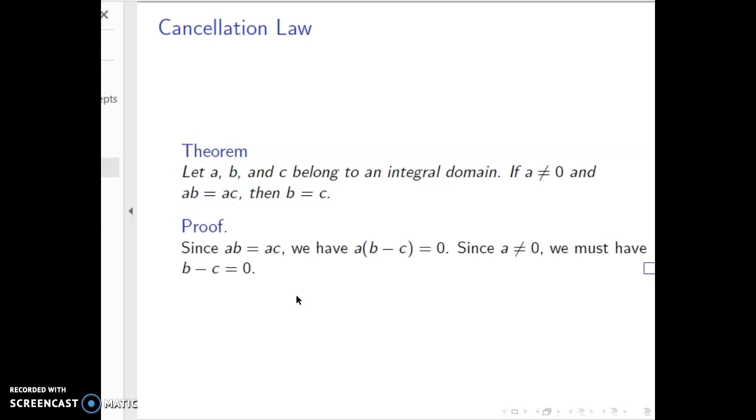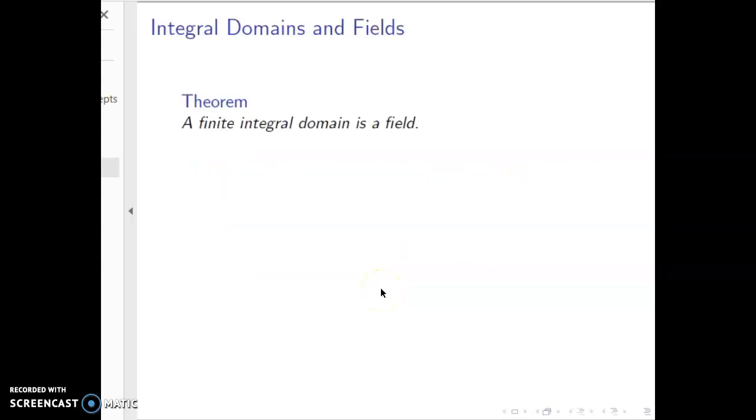Suppose AB is equal to AC, then A times (B minus C) is equal to 0. We have already been told that A is not equal to 0. So therefore B minus C is equal to 0, because we are talking about an integral domain where the product of two numbers can be 0 only if either one of them is 0. Since A is not equal to 0, B minus C is equal to 0 and therefore B is equal to C. The next result says that a finite integral domain is a field.